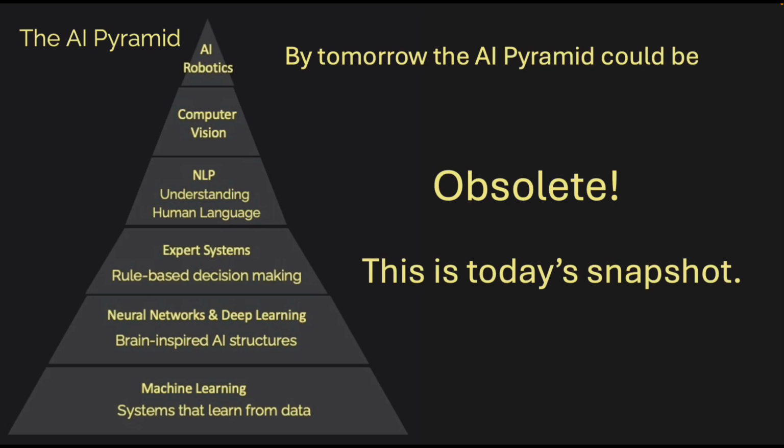So, Bill McLean, yes, Bill, I completely agree. The only reason there isn't a top, something above AI robotics, is we haven't thought of it yet. Are we going to think of it? Yeah, probably. Which gets into what I'm saying about this is today's snapshot. A year from now, this could be wholly different.